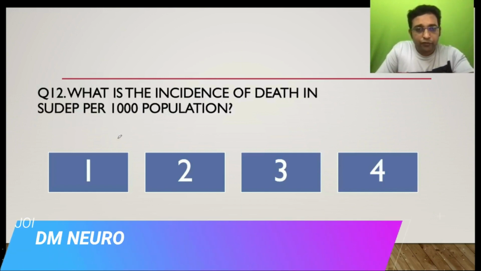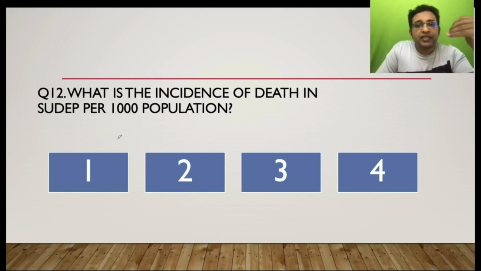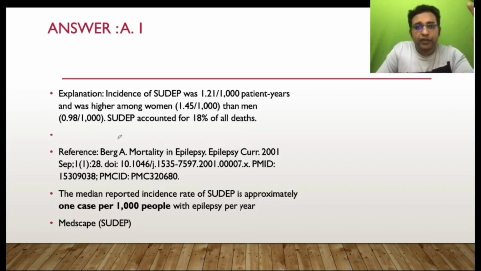So you must have got a few extra questions from the very first question we discussed. So what is the incidence of death in SUDEP per 1000 population? So what is this SUDEP? Sudden unexpected death in epilepsy is called SUDEP. So in 1000 population, what do you think is the number of deaths we expect in SUDEP? For that, we need to know the definition of SUDEP. So the answer for this is 1. And the median reported incidence of SUDEP is mainly 1 per 1000 population according to Medscape.